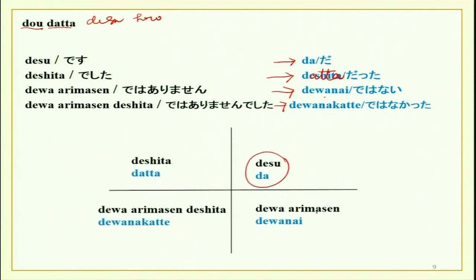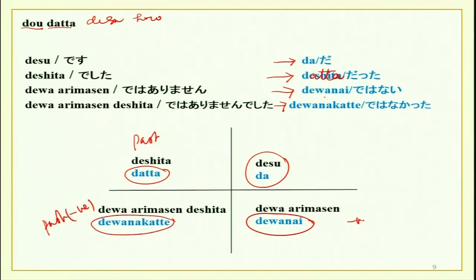Desu, da, de wa nai, datta and de wa nakatta. This is past and past negative and this is negative. Is it all right? So you can practice all your verbs like this, make masu form and also make plain form for it. Do datta, how was it? And the it can be understood from context. If it is past, then it is datta. If it is present or maybe future, then it is this.